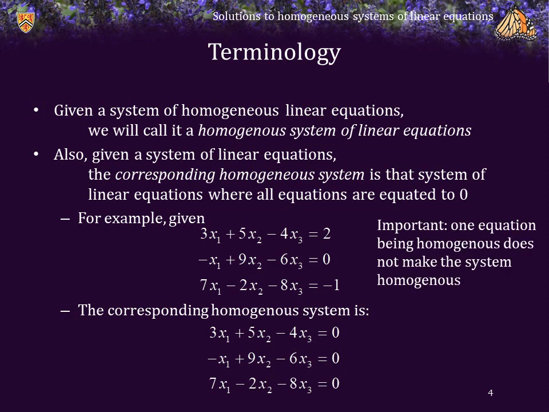The corresponding homogeneous system is this homogeneous system of linear equations where each of the three equations is equated to zero. Now, important. One equation within a system being homogeneous does not make the entire system homogeneous. If even one of the linear equations is not homogeneous, then the corresponding system is not homogeneous.